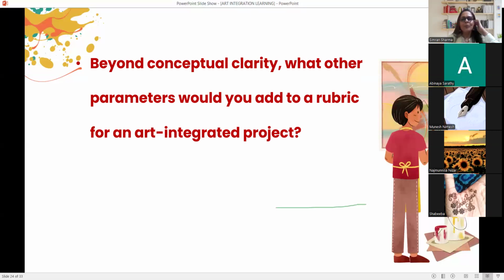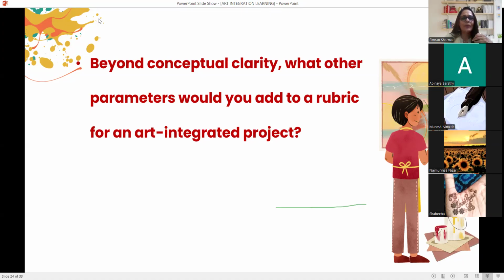Beyond conceptual clarity, what other parameters would you add to a rubric for an art integrated project? Now we are moving on to the evaluation part, because evaluation of an art integrated activity is equally important as the art integrated activity itself.